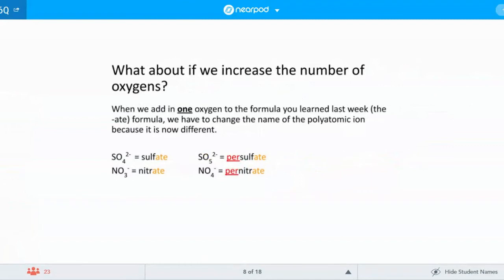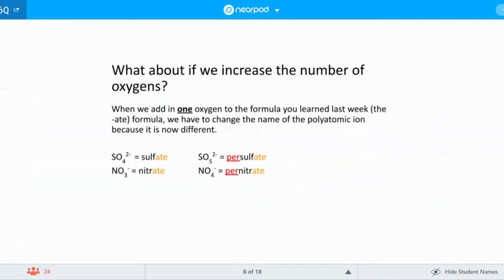Now we're going to take a look at what happens when we increase the number of oxygens. We can add oxygens to those polyatomic ions the same way that we can take them away. And when we add an oxygen to that base formula, we're going to keep the ATE ending, but now we have to include a different prefix. When we increase the number of oxygens, we're going to use the prefix per, P-E-R, to indicate that we've added in an oxygen.